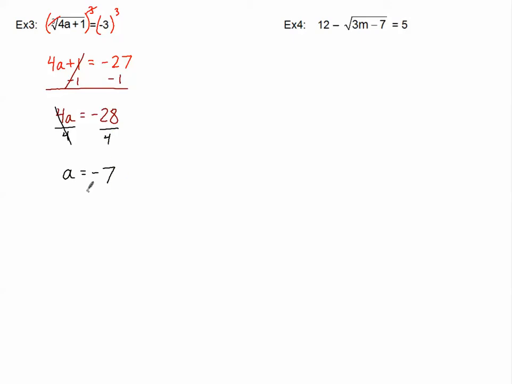I would like to check this. So I'm just going to mentally do that. 4 times negative 7 is negative 28. Negative 28 plus 1 is negative 27. And the cube root of negative 27 is indeed negative 3. Put a check mark. I have checked it.